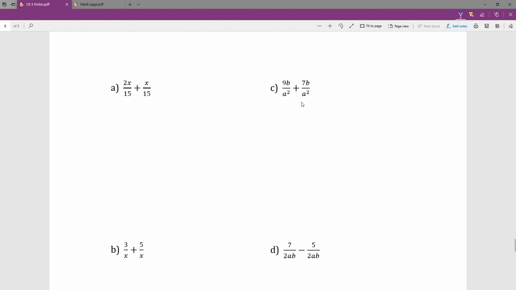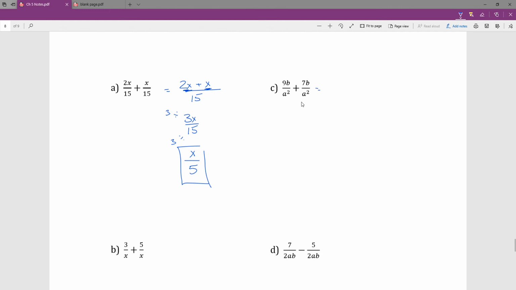So for A, they have a common denominator of 15. So I would write it out as 2x plus x all over 15. And I could simplify that to 3x over 15 because they are like terms. I can add x's together, but I should simplify this. It's not fully reduced as a rational expression. So my final answer would be x over 5. All of these have like terms, so they're quite straightforward that way.